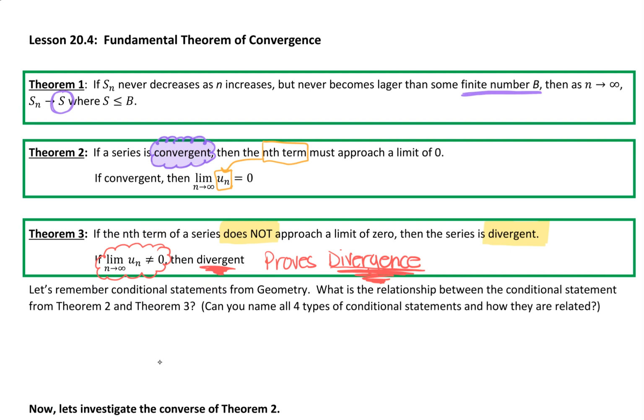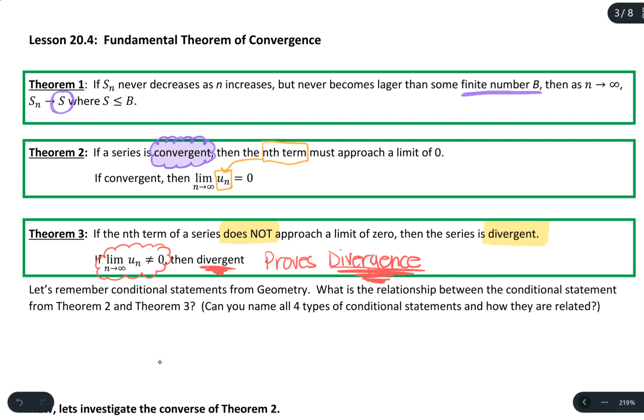So let's talk a little bit more about Theorem 2 and Theorem 3 and relate that to some things that we know in geometry. So, remembering our conditional statements from geometry, we have 4 conditional statements. And then we're going to look at the relationship between these conditional statements and relate those to Theorem 2 and Theorem 3. All right, so let's first list the 4 different conditional statements that we have from geometry.